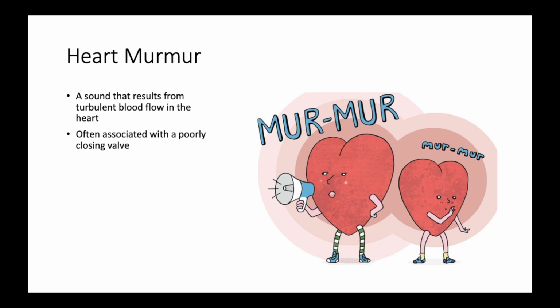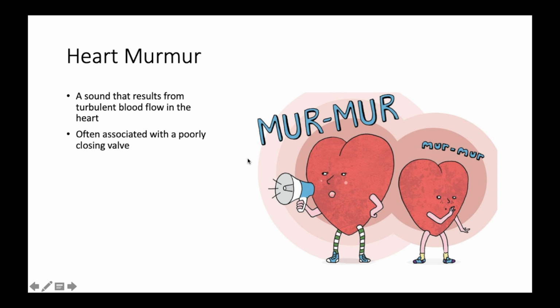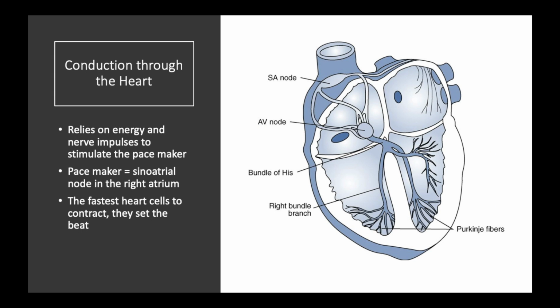A heart murmur is a sound that results from turbulent blood flow in the heart, and it's often associated with a poorly closing valve. If any of these valves don't connect in full, they're 3 little pieces of tissue that close to create a beautiful valve. If they don't close all the way, then small amounts of blood will continuously get out of those valves, and that's what causes a heart murmur, which is a swoosh, swoosh sound.